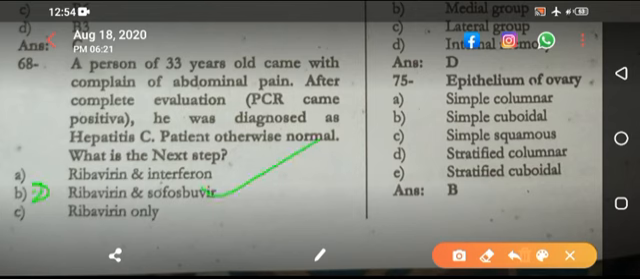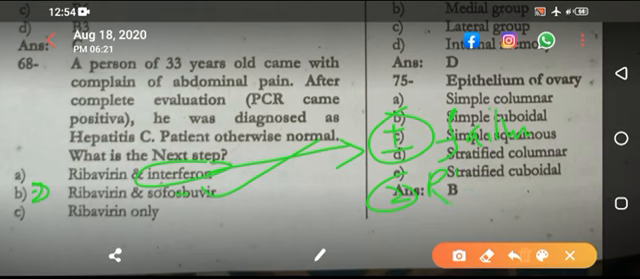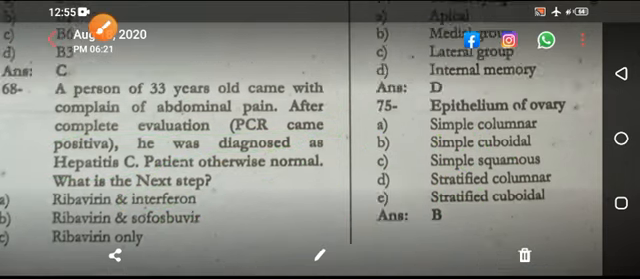Why not interferon? Well, interferon is reserved, point number 1, in treatment failure cases. Number 2, in resistant cases. And number 3, those who have already taken hepatitis C treatment. Well, these are the guidelines. So over here they are saying that he is diagnosed as hepatitis C for the first time and has not taken treatment in the past. So the option is B over here.